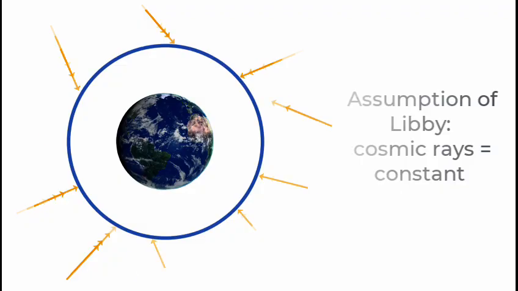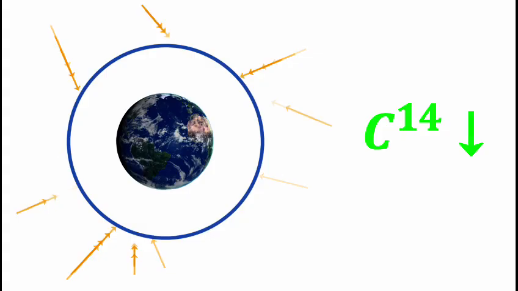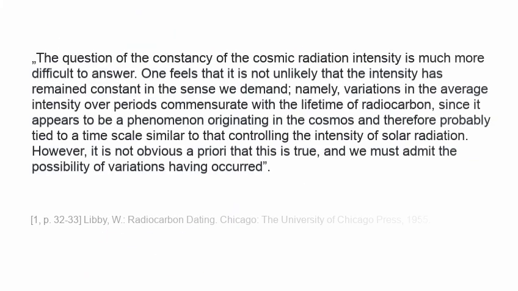The intensity of the cosmic rays could have been higher, and therefore also the C14 concentration in the Earth's atmosphere. Or it could have been lower, and thus also the C14 concentration. Libby writes in his work, "The question of the constancy of the cosmic radiation intensity is much more difficult to answer. One feels that it is not unlikely that the intensity has remained constant in the sense we demand. Namely, variations in the average intensity over periods commensurate with the lifetime of radiocarbon.